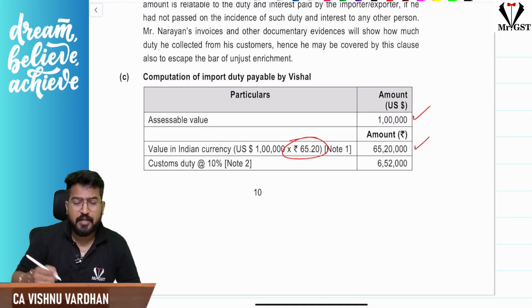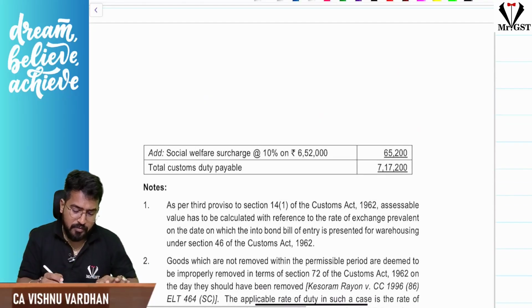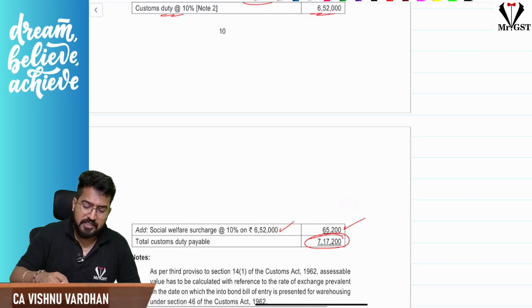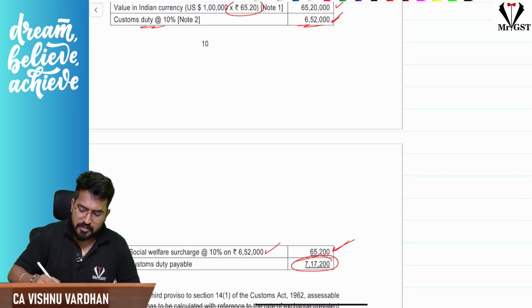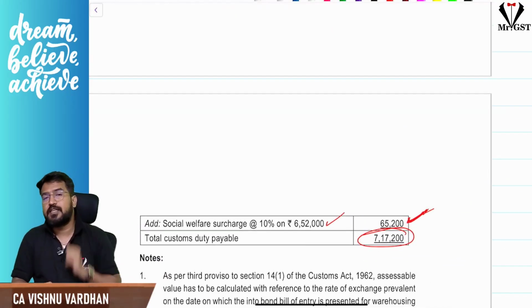So that comes to 65 lakh 20,000. Customs duty will be 10%, and social welfare surcharge of 10% on basic customs duty. This will be the amount. So this is the total customs duty payable: basic customs duty plus the social welfare surcharge. Now the interesting part is the interest.